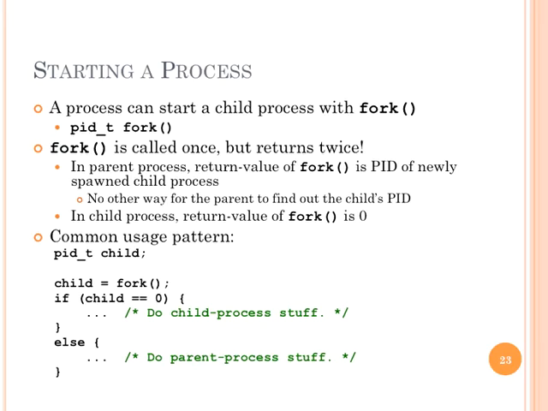Very simple example here. You say pid_t child = fork(). I want to start a new process. And then you basically have this deviation of parent and child behaviors. If child is 0, I'm in the child process, so do my child process stuff. Otherwise, if child is non-zero, I'm the parent, and so I'm going to do parent process stuff. So that's the common usage pattern for fork.